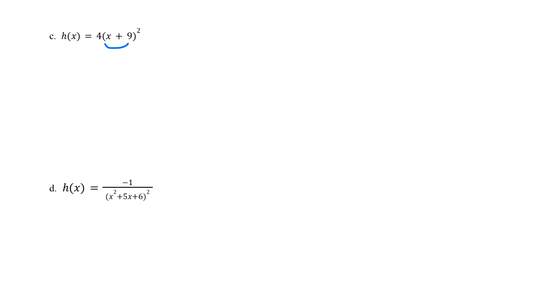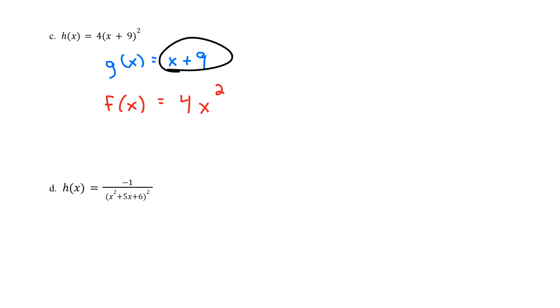So I'm going to take this inside part right here to be x plus 9. So I'm going to take my inside function to be g of x equals x plus 9. And then the outside function, f of x, I'm going to take out that x plus 9 and just replace it with x. So f of x would be 4x squared. Again, we can check our answers here.